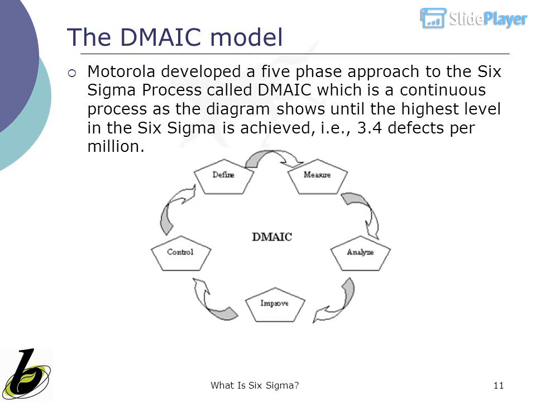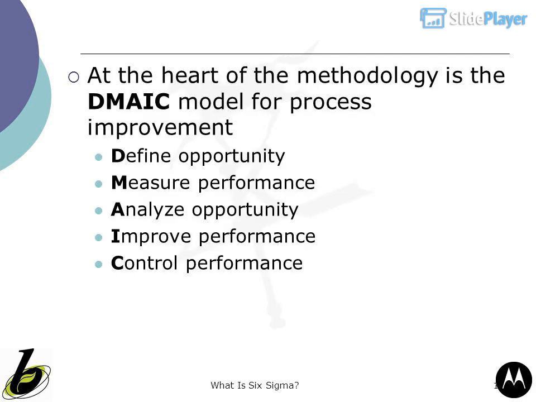What is Six Sigma? The DMAIC model. Motorola developed a 5-phase approach to the Six Sigma process called DMAIC, which is a continuous process as the diagram shows, until the highest level in Six Sigma is achieved, i.e., 3.4 defects per million. At the heart of the methodology is the DMAIC model for process improvement.